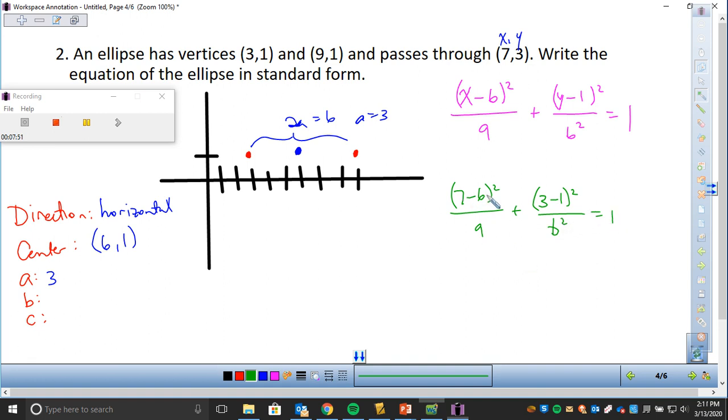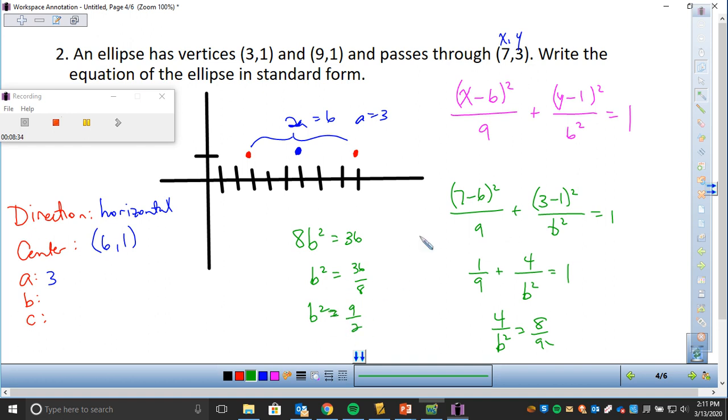7 minus 6 is 1, squared is 1. So I have 1/9, plus 3 minus 1 is 2, and 2 squared is going to be 4, so 4 over b squared equals 1. Now we're just solving for b squared. I'm going to subtract 1/9, so 4 over b squared equals 8/9. Then 8 times b squared equals 36. b squared equals 36 over 8. b squared equals 9/2.